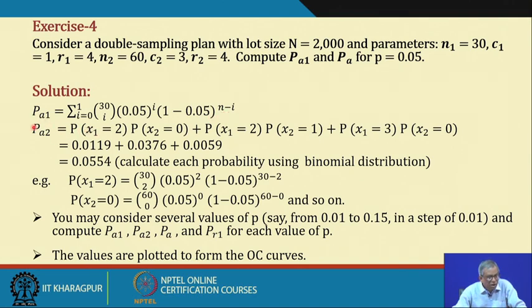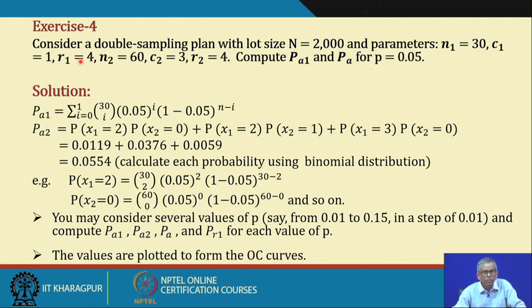Similarly, under what condition do you go for PA2? When the number of non-conforming units in the first sample is either 2 or 3, you have no alternative but to go for the second sample, the second stage.